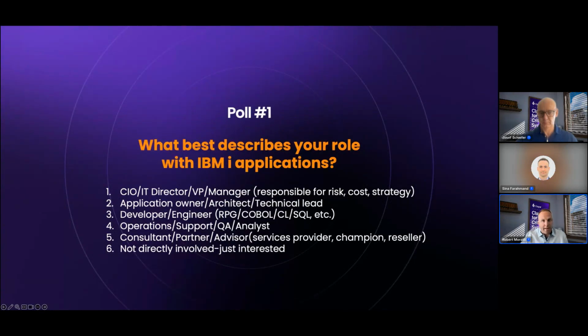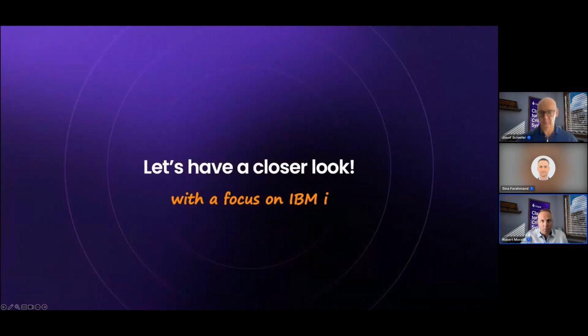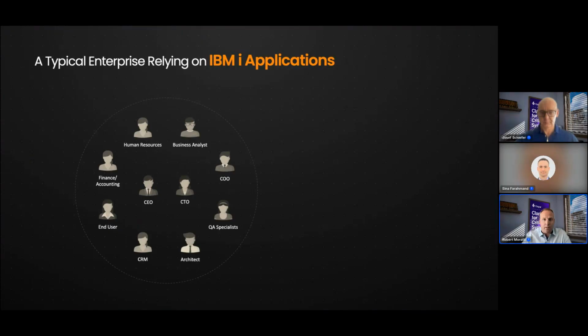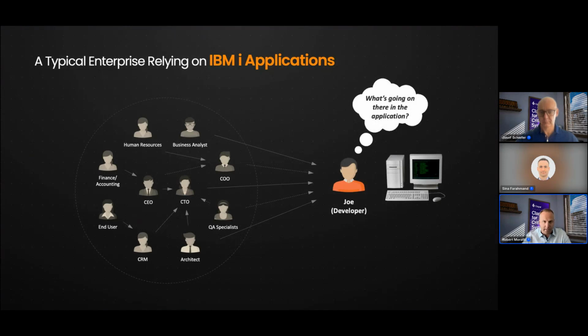So let's go ahead and have a closer look with that focus on IBM, right? When it comes to your critical code, it's important to know how it works. As it's been the backbone of your company for many years, it's reliable and it works. This picture illustrates a common trend inside organizations that we see. As you can see, there are a lot of different roles and communications that go on between them all. And typically they all lead to the developer. In this case, it's Joe. Joe has only one question: essentially, what's going on in the system?